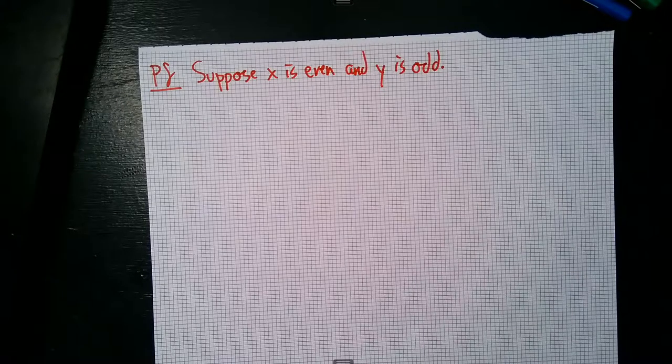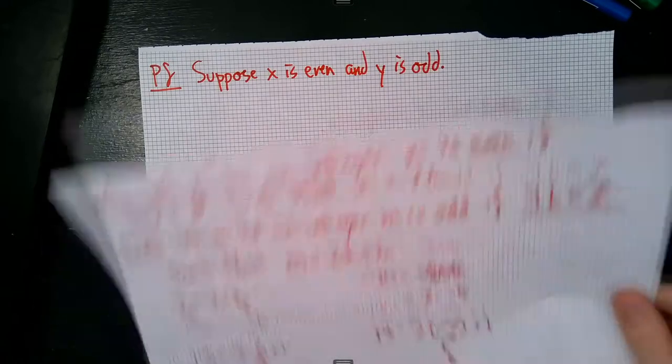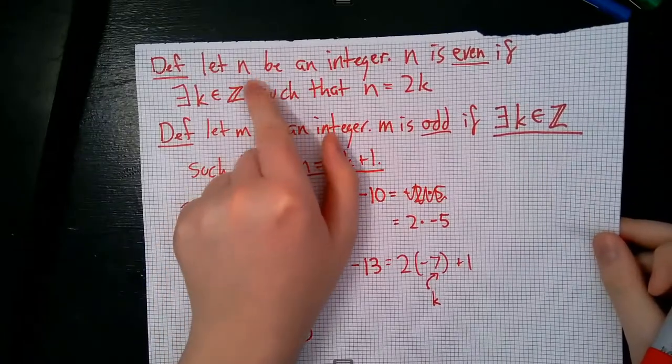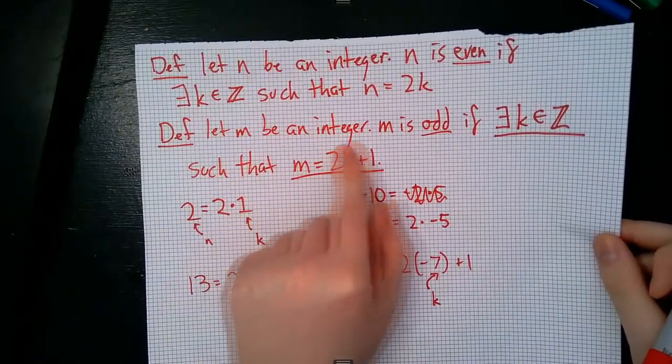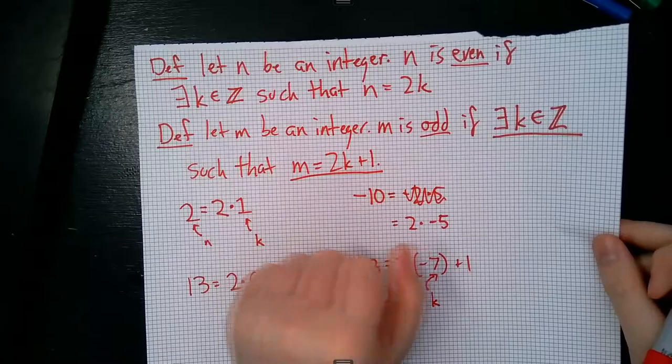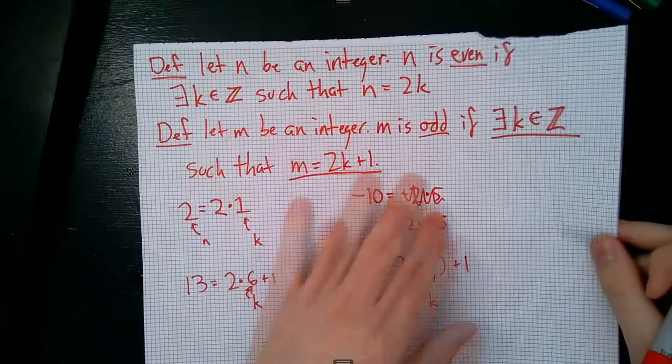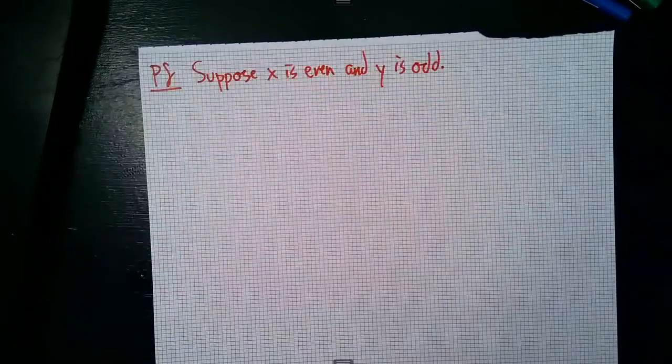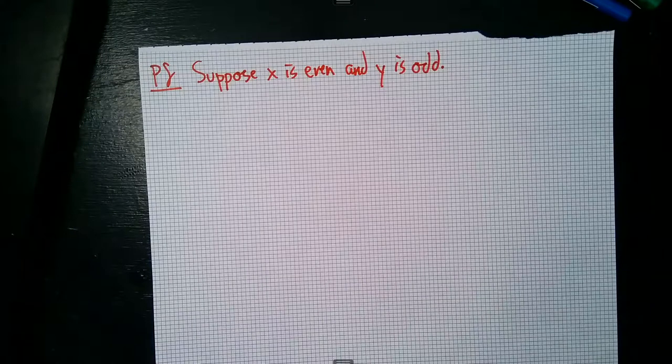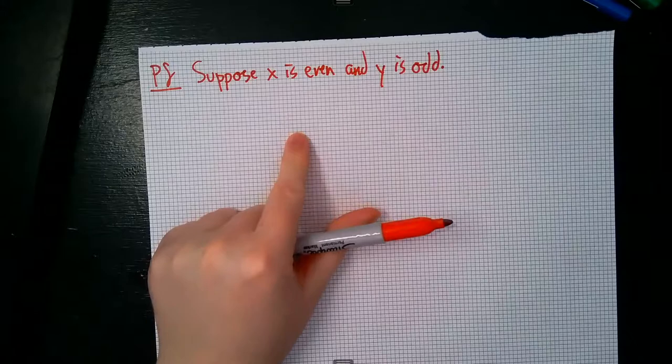That's totally fine, but that particular part isn't necessary because it's sort of implied in our definitions. Actually, it's implied right here where we're letting n be an integer and m be an integer. So if n and m aren't even integers, then this definition can't even apply anyway. So that's that. The other thing that we're doing is we're supposing x is even and y is odd.